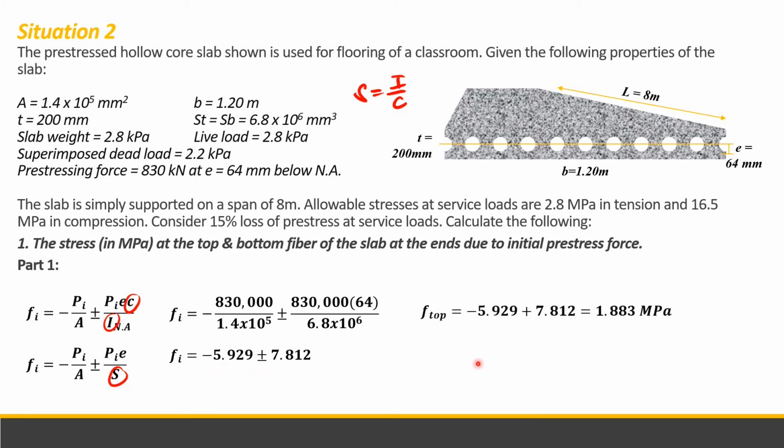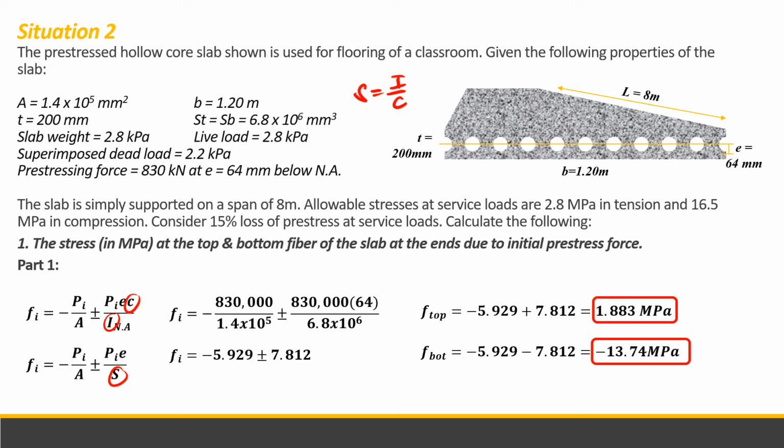At the top fiber, we use the plus sign, so the answer is 1.883 megapascal. And at the bottom, we use the negative sign, so that is negative 13.74 megapascal. So these are the stresses at the top and bottom fiber of this slab due to initial pre-stress. It is only the initial pre-stress, so this is the first part.